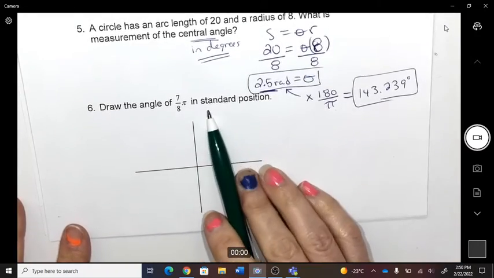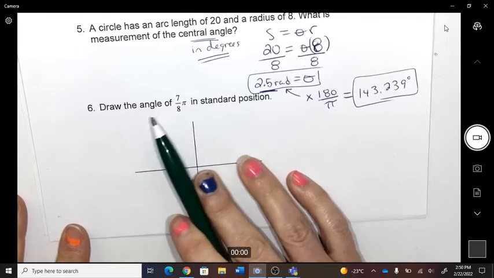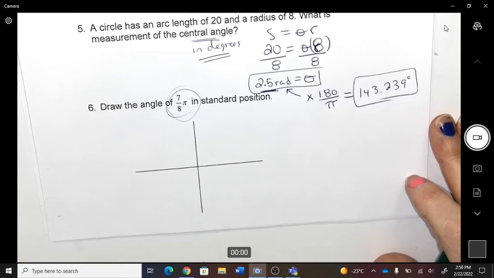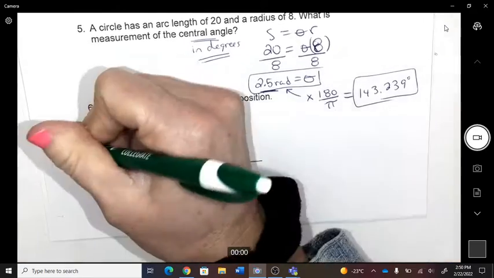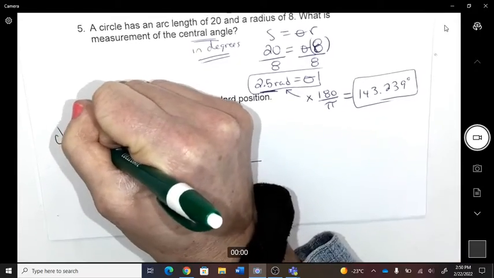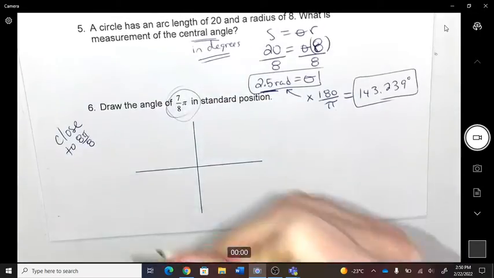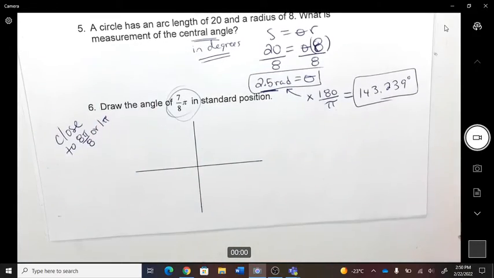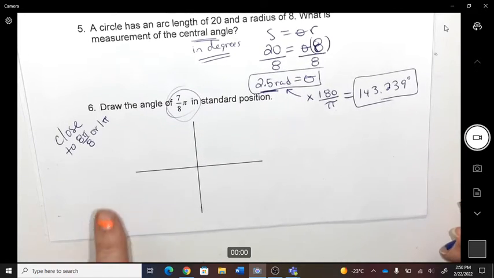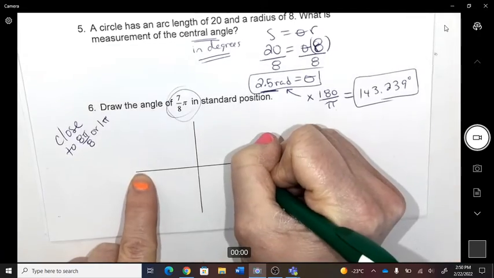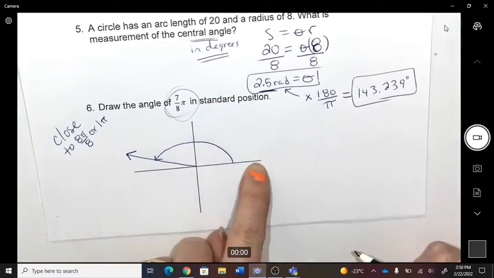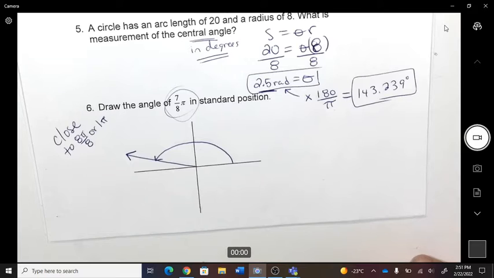Okay, draw this angle in standard position. So what are you thinking when you see something like that? 7/8 is, to me, close to 8/8, or 1 pi. It's close to 1 pi. Does that make sense? Because in my head I'm like 8/8. It's so close to that. So this is 1 pi. So I think I'm going to draw just short, 7/8 to a full pi.